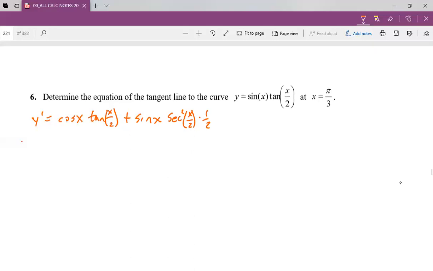All right, so if we want y prime at pi thirds, to find out what the slope actually is there, we're going to take cos pi thirds, tan pi 6, right? Pi thirds divided by 2, sine pi thirds, times secant squared pi 6, times a half. I'm going to write that half over here out in front of my sine, I suppose.